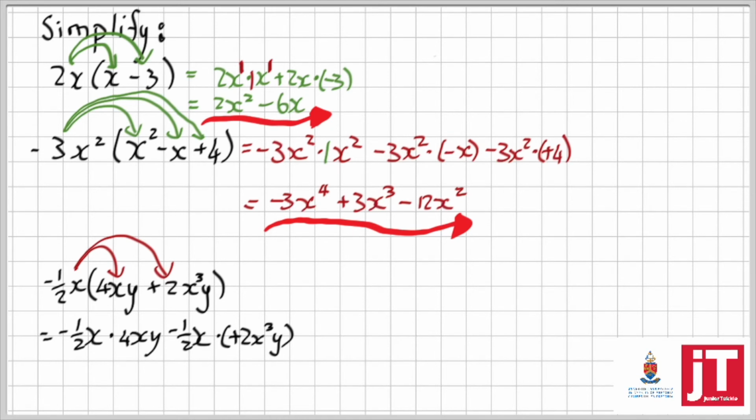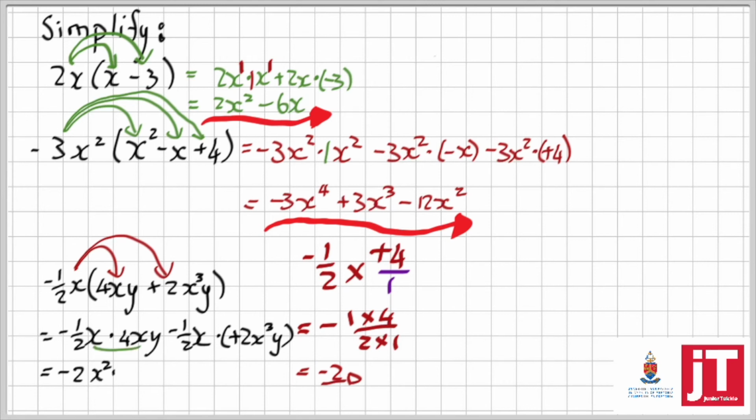But I'm going to start by working with negative one half times by positive 4. Well, I'm remembering that it's 4 over 1. So I'm going to multiply top and multiply bottom. So multiply the numerators and the denominators, which gives me an answer of negative 2. Now I'm multiplying the x by the x, and that gives me x squared, and then I'm left with a y there.